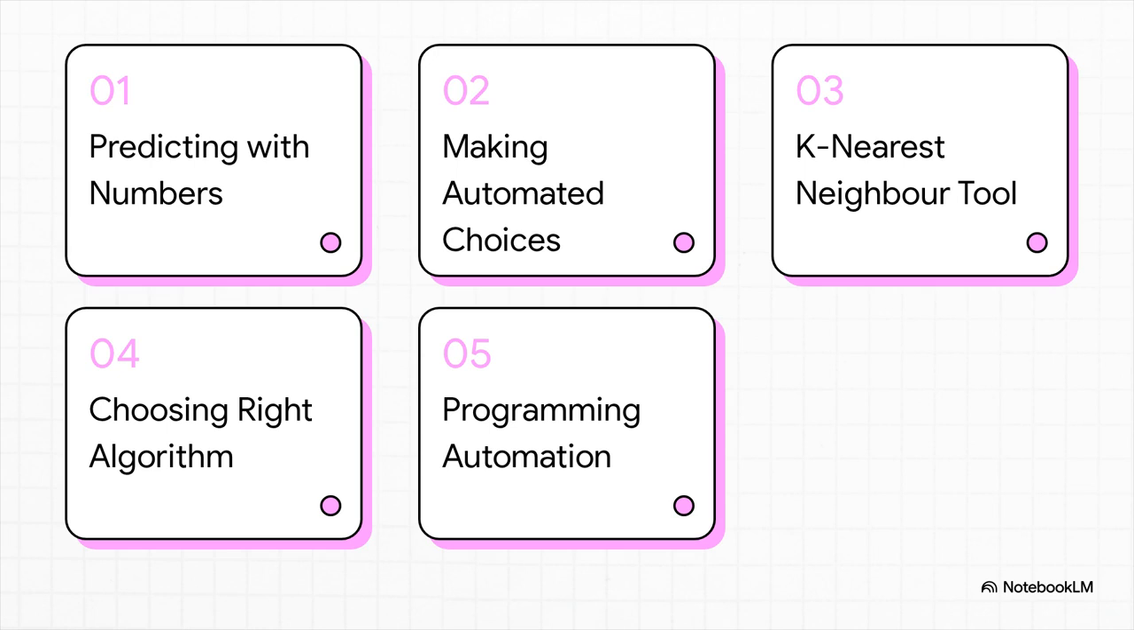Okay, so here's our game plan. We're going to start with predicting numbers, then move on to making automated choices. We'll check out a really cool multi-tool called K-nearest neighbor, figure out how to choose the right algorithm for the job, and then we'll put it all together by looking at how to program this stuff for automation.